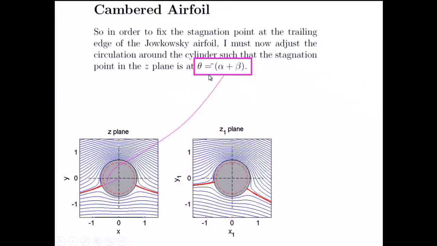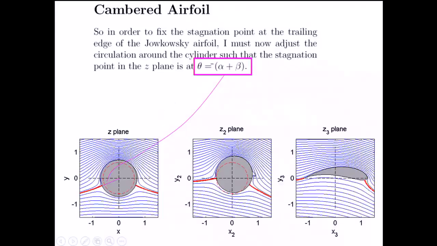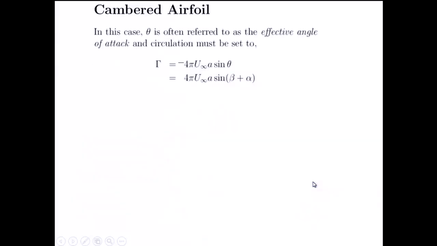And then the same story, we rotate the incoming flow by angle alpha, and then apply the bodily shift, and then finally perform the Joukowsky transformation to change it to an airfoil. And finally, the circulation has to be set by this equation. So we just have an additional angle beta related to the camber of the airfoil.